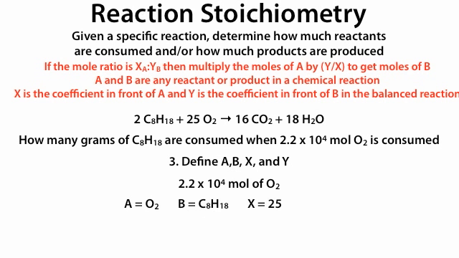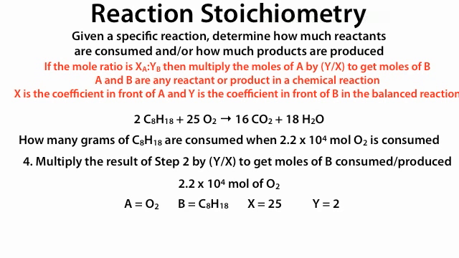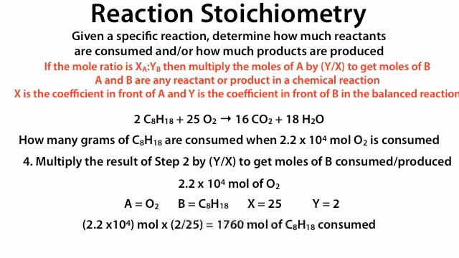X is 25, it's the coefficient in front of O2, and Y is 2, it's the coefficient in front of C8H18. Step 4. Multiply the result of step 2 by Y divided by X to get moles of B consumed or produced. The result of step 2 was that we had 2.2 times 10 to the 4th moles of O2. We're now going to multiply that by Y over X to get moles of C8H18 consumed. We multiply 2.2 times 10 to the 4th by 2 over 25, which is Y over X, to get 1,760 moles of C8H18 consumed.